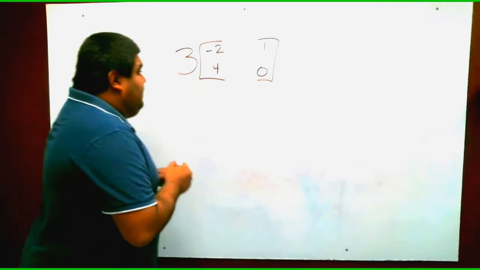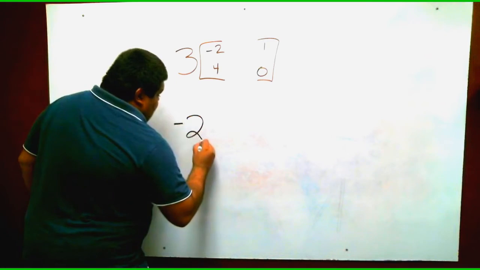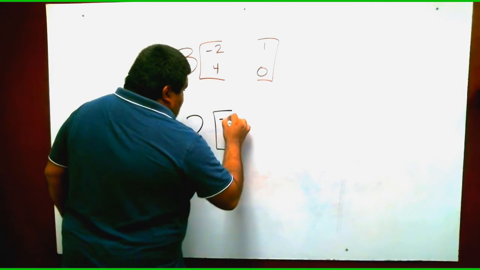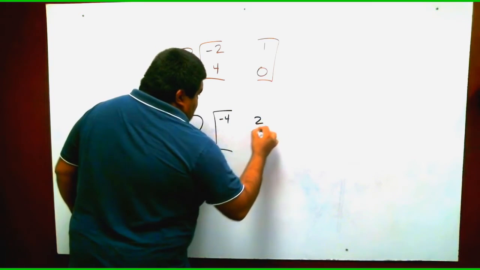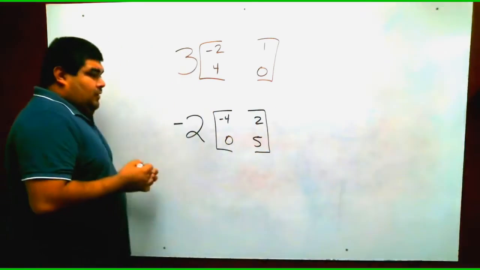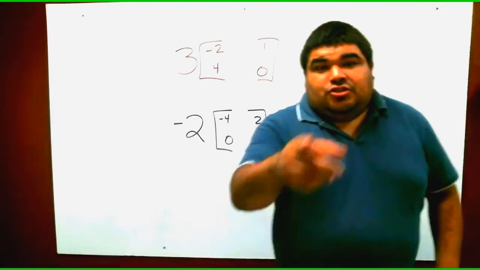Your second one is -2 times -4, 2, 0, and 5. Okay? Simple numbers, small numbers. Okay? So make sure you're done.